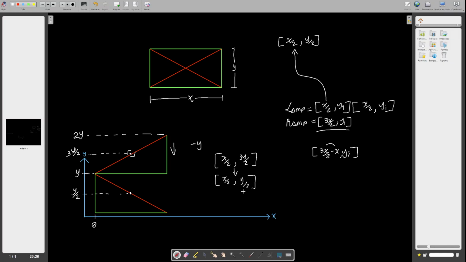So that means that both of the coordinates are in the center of the rectangle. And that's practically it.